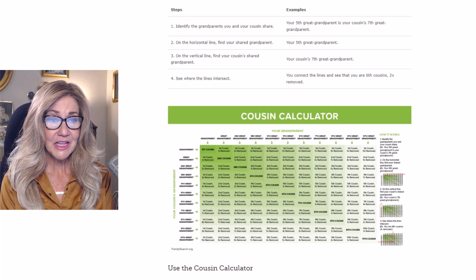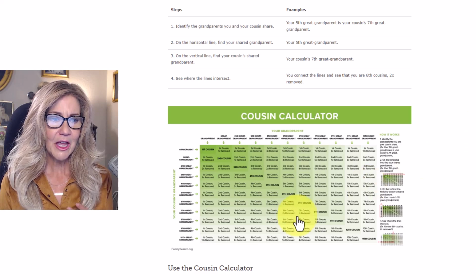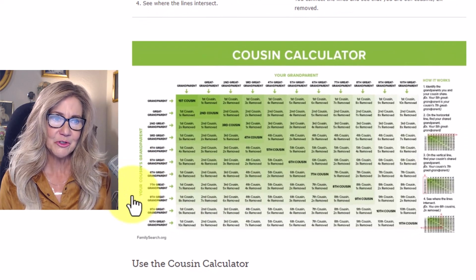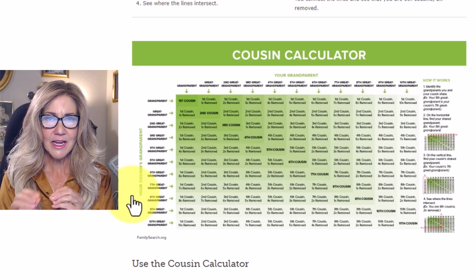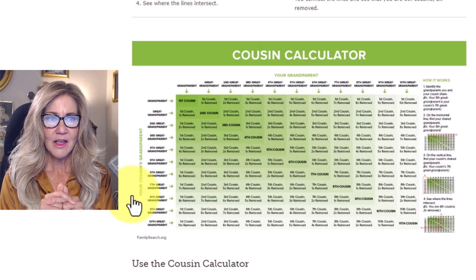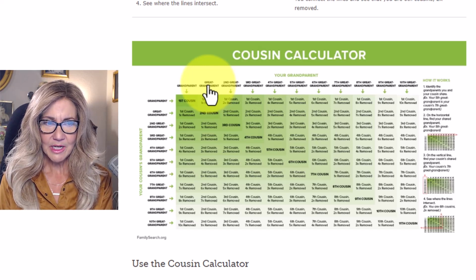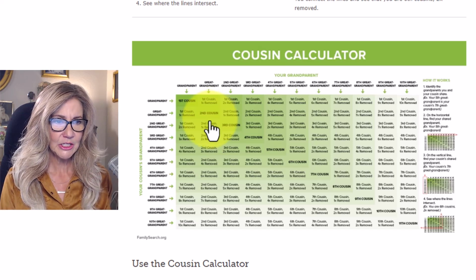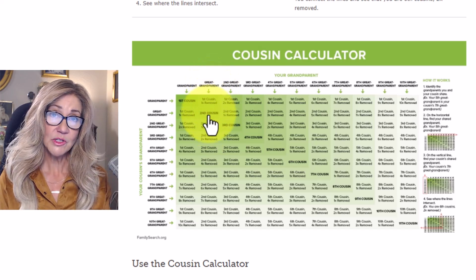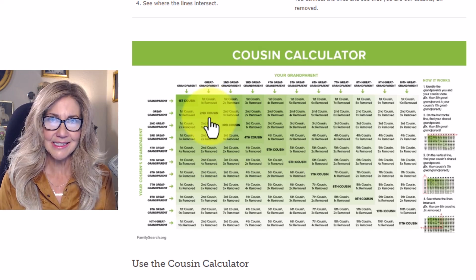So you could come here and say, okay, well, who are my grandparents? And then the cousin or the person that I'm talking to, who's their grandparent. So for example, if I was talking to somebody and I know that my great-grandparent, so I'm going to look in this second column here, is the person that I'm related to, and the relationship for the person that I'm talking to, that great-grandparent is also their great-grandparent, then that brings us to we are second cousins.